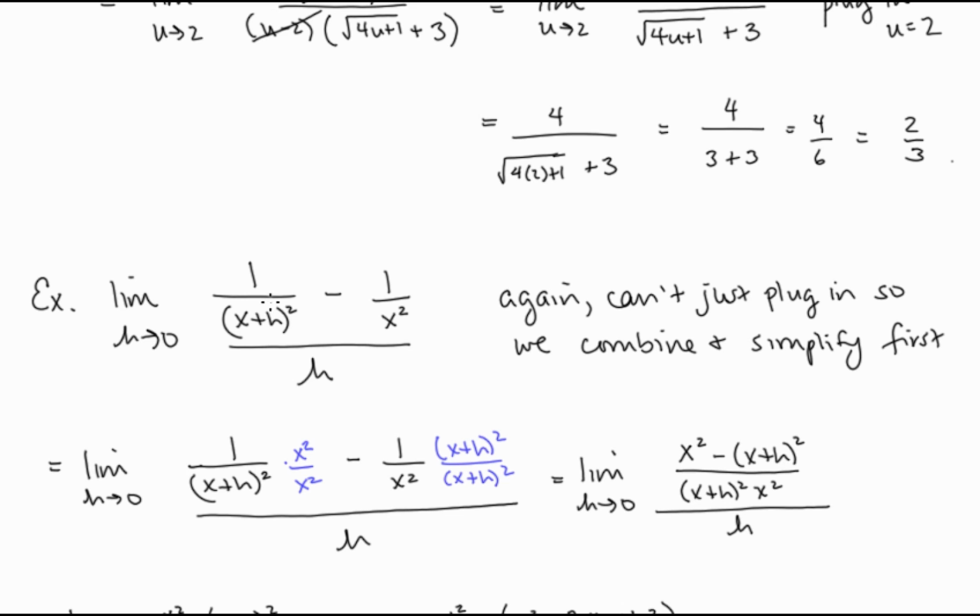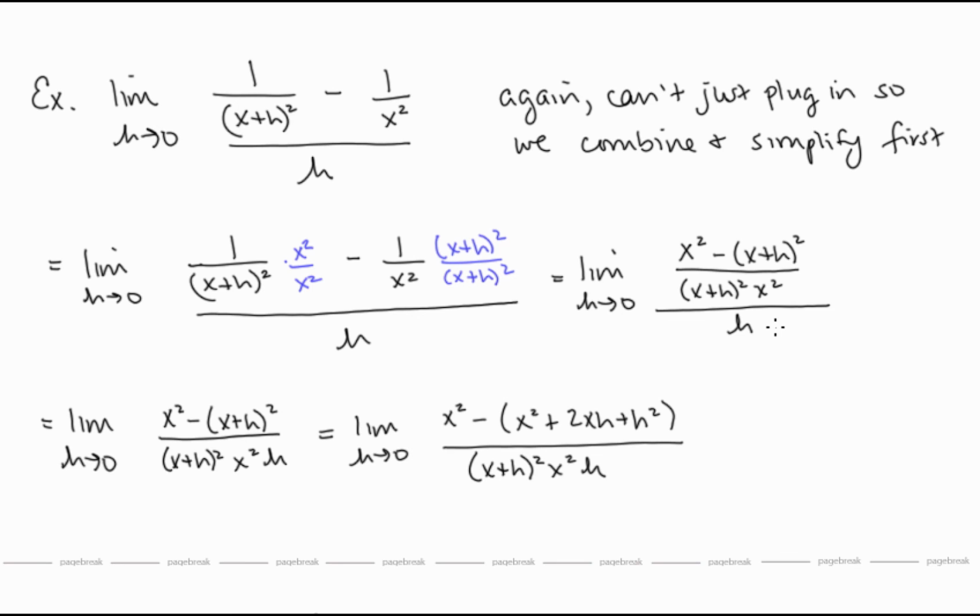So what can we do here in the numerator? Well, let's combine fractions. So we'll multiply the first fraction by x squared over x squared, multiply the second by x plus h squared over x plus h squared. This way we'll have a common denominator. And so our numerator now looks like this. And just to get rid of the double-decker fraction, dividing by h over 1 is the same as multiplying by 1 over h, so that h goes into the denominator here.